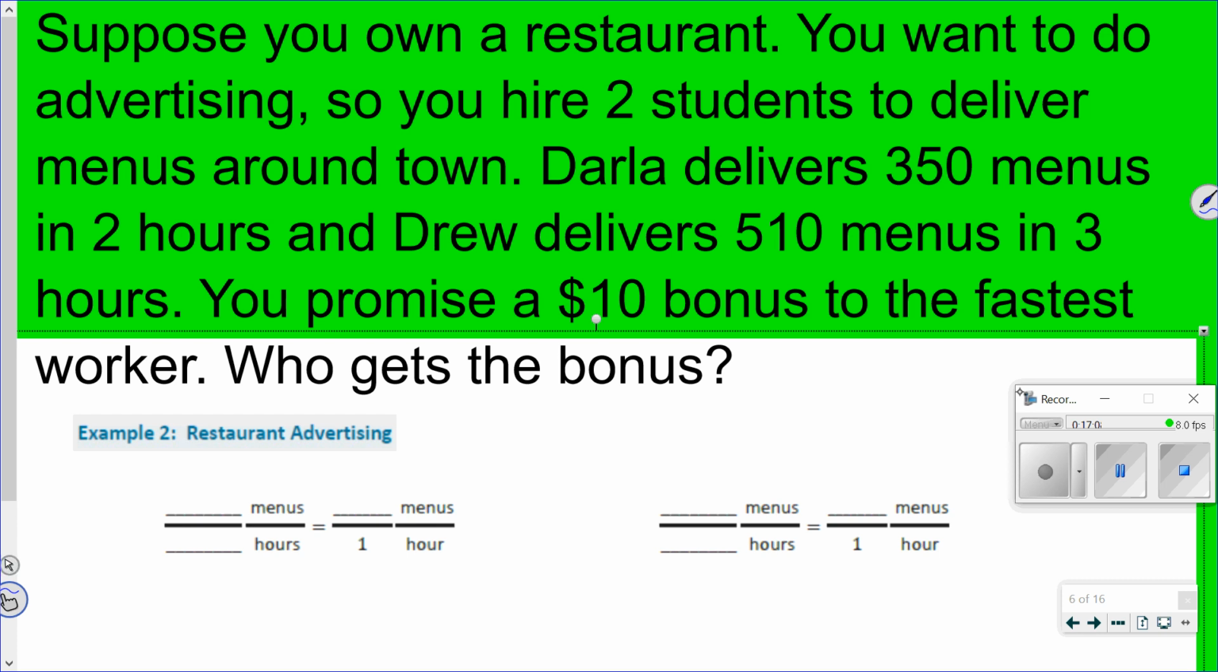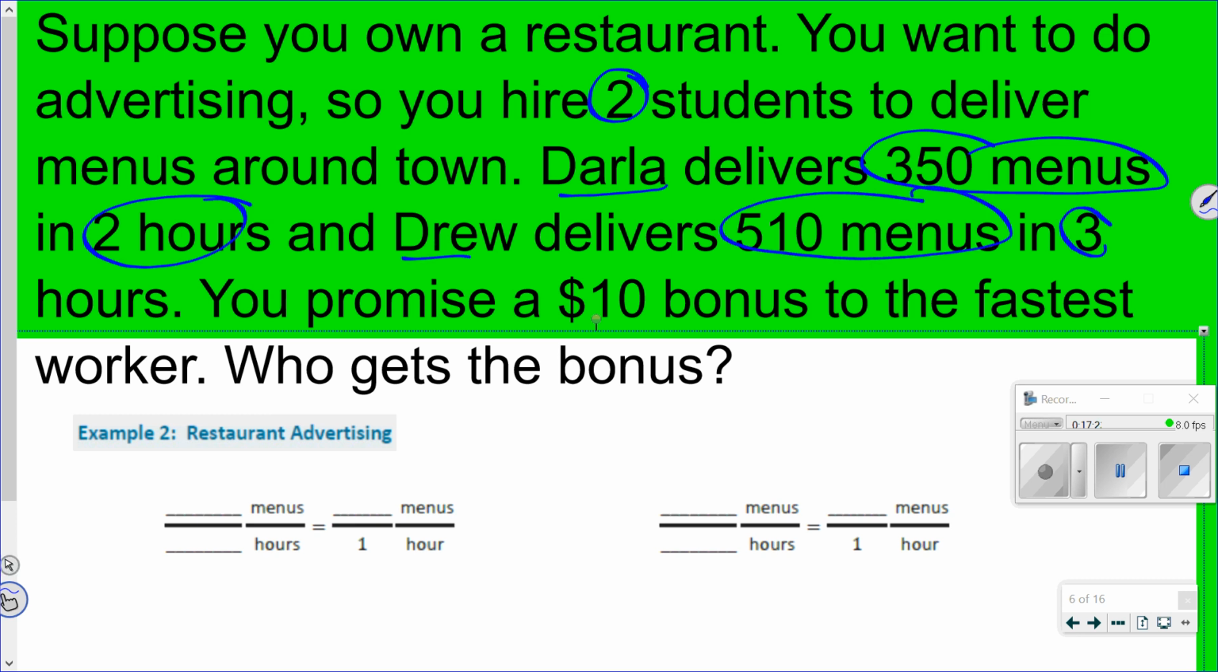So here's the word problem for you. You're at a restaurant, you're advertising. You hire 2 students to deliver menus around town. Dara delivers 350 menus in 2 hours. And Drew delivers 510 menus in 3 hours. You promise a $10 bonus to the fastest worker. Who gets the bonus? So I'm going to give you guys 2 minutes so you can figure it out on your own.